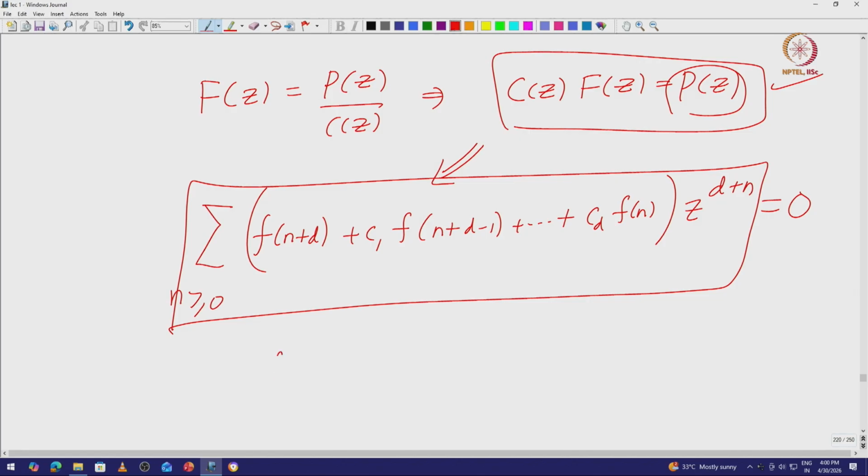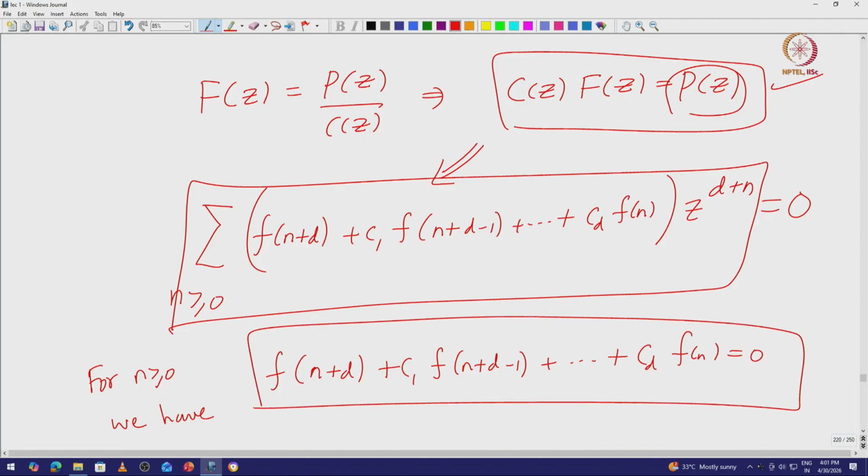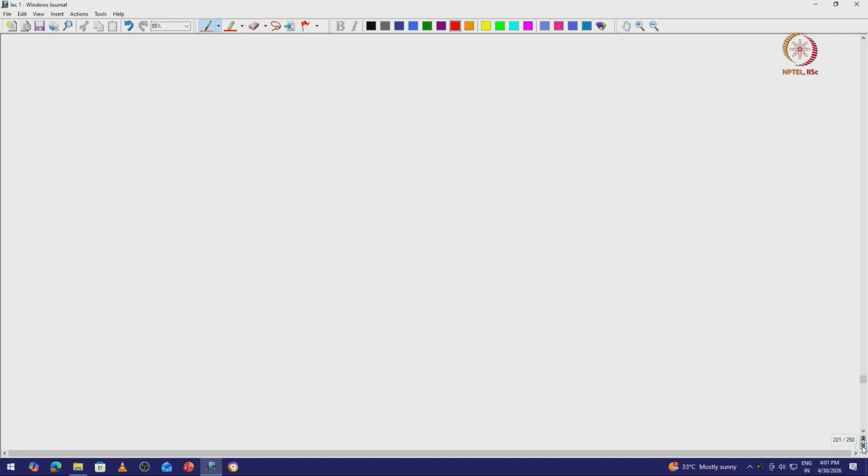So, that means for n greater than or equal to 0, we have that f of n plus d plus c1 f of n plus d minus 1 plus etcetera plus cd f of n must be 0. This means f satisfies the linear recurrence of degree d that is mentioned in the condition 1. So, that means f is in V1. Okay, so this proves that V2 is contained in V1.